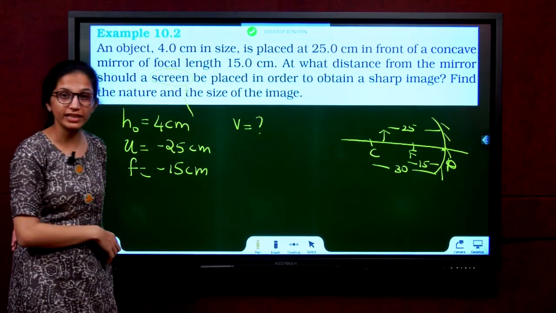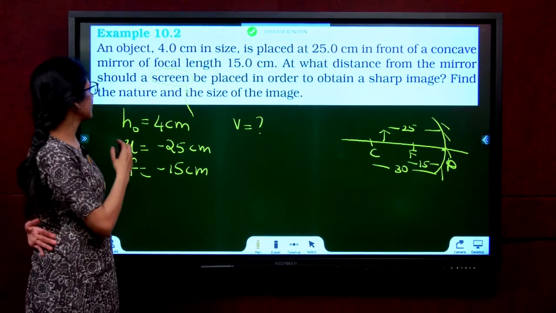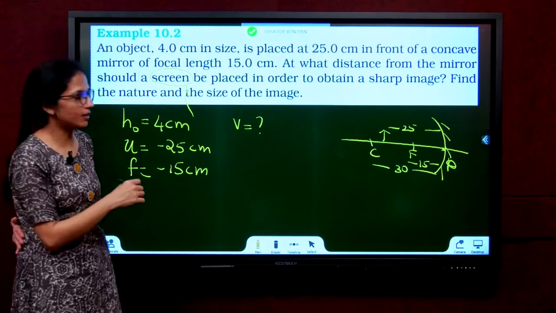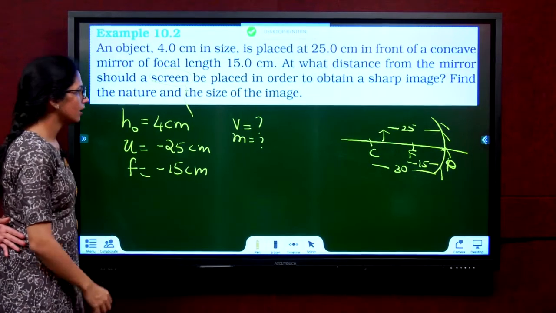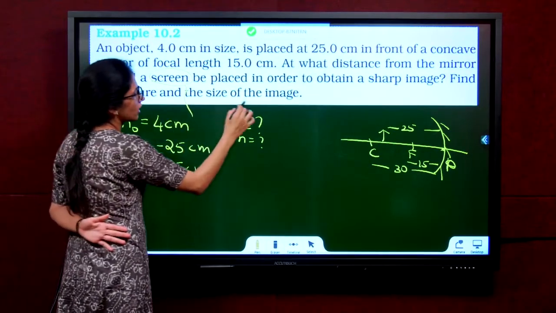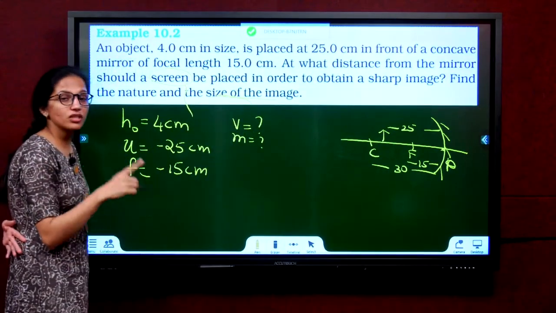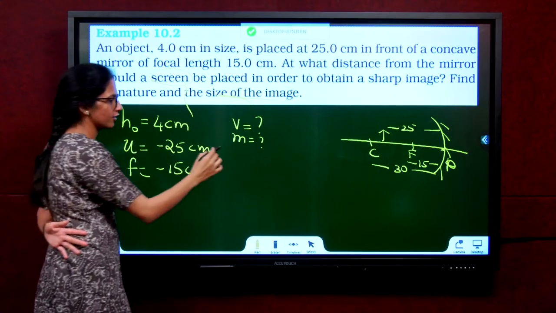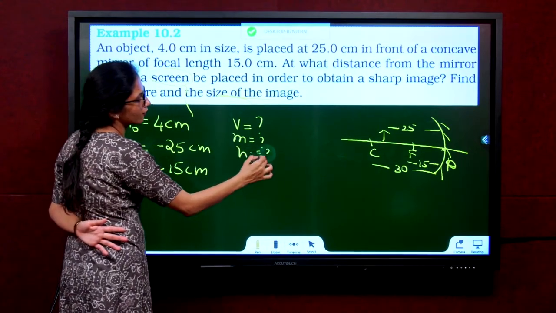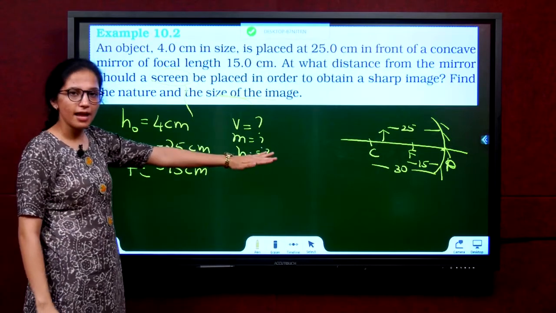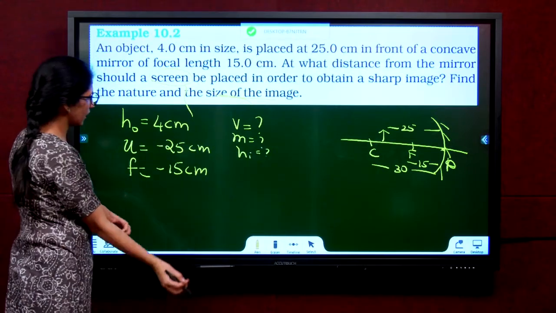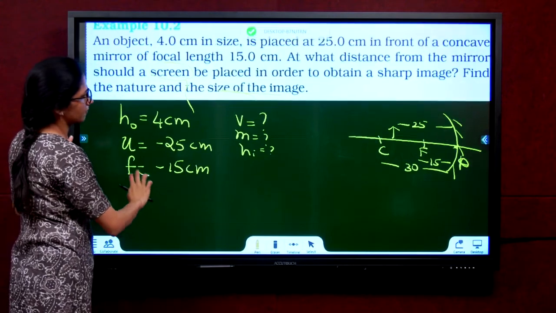That means, where is V? Find the nature and the size of the image. Nature and size means magnification, correct? And size of the image. So you have to find the size of the image, one extra step if H0 is given. You have to find Hi also after this because H0 is given. If H0 is not given, you stop at M. Okay, so now let's start the problem.